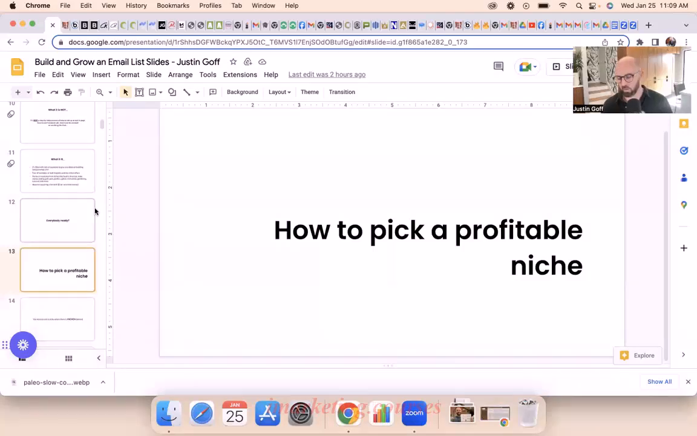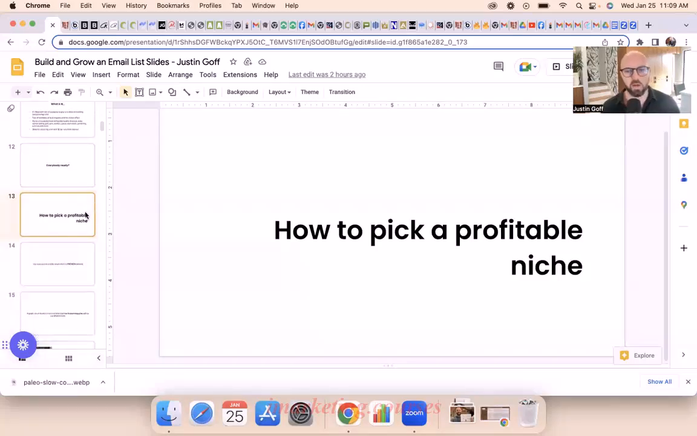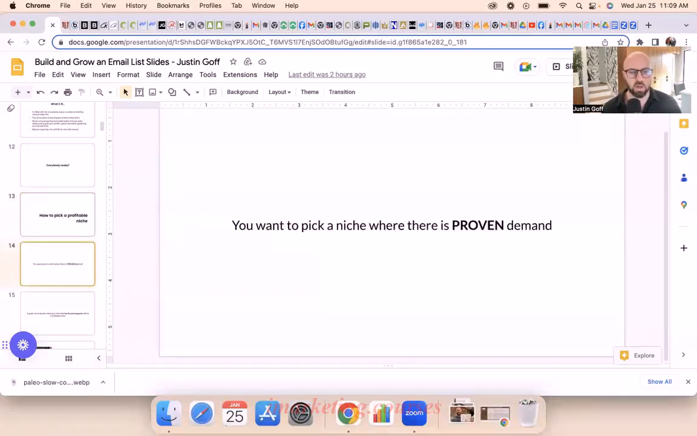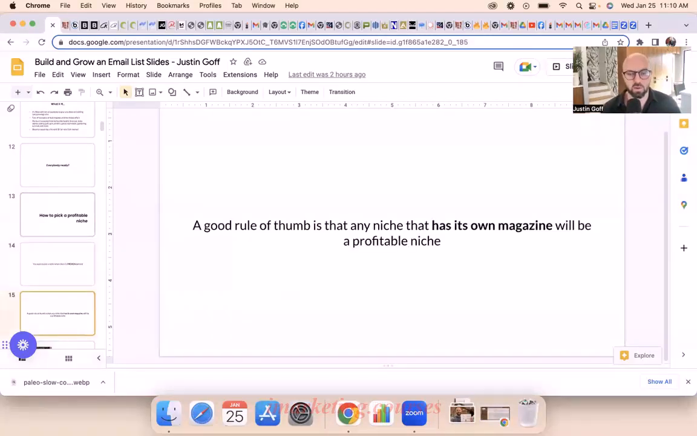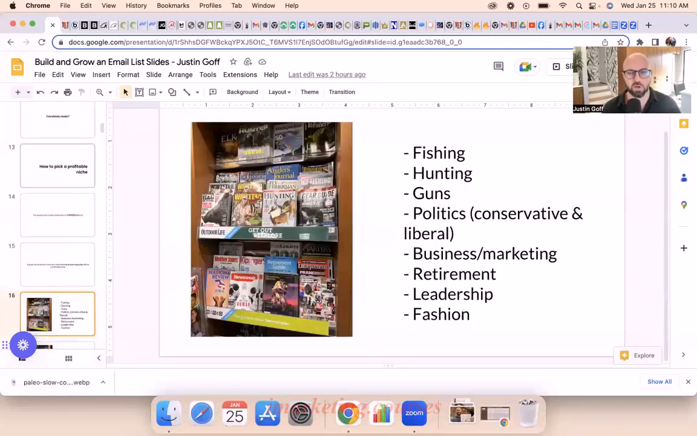All right, so first thing we're going to start with is how to pick a profitable niche. If you already have a list and you already have your niche and all that, a lot of this will be redundant for you, but there are a few interesting things in here that I think you might learn from, if you're already past this point. So you want to pick a niche where there is proven demand. A good rule of thumb, I honestly can't remember who told me this, but I heard it many, many years ago, and I think it's a great way to find a niche: any niche that has its own magazine is going to be a profitable niche. So I'm gonna show you a couple examples of this.